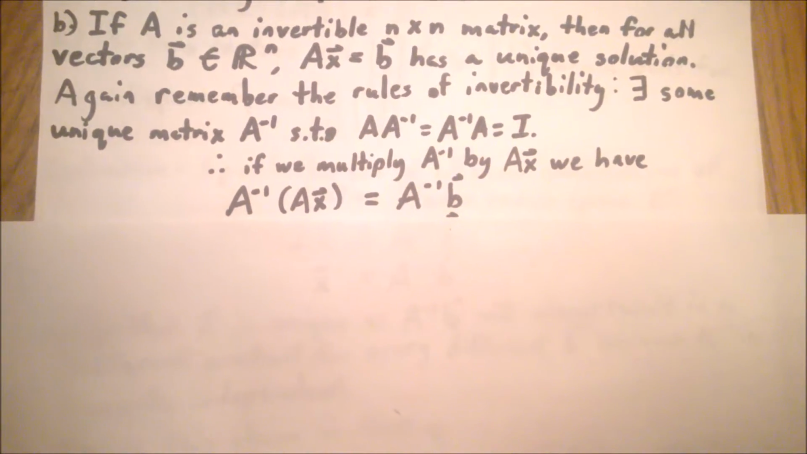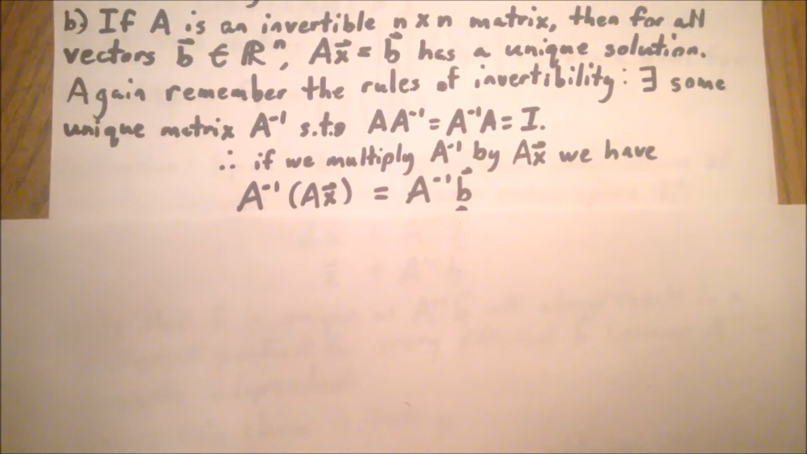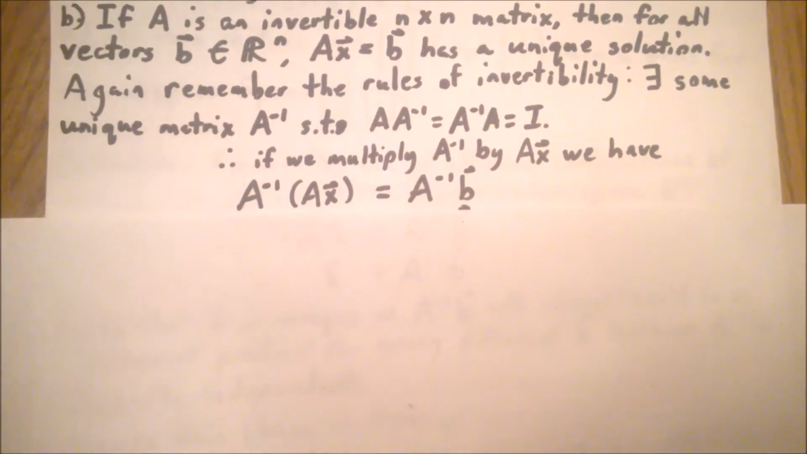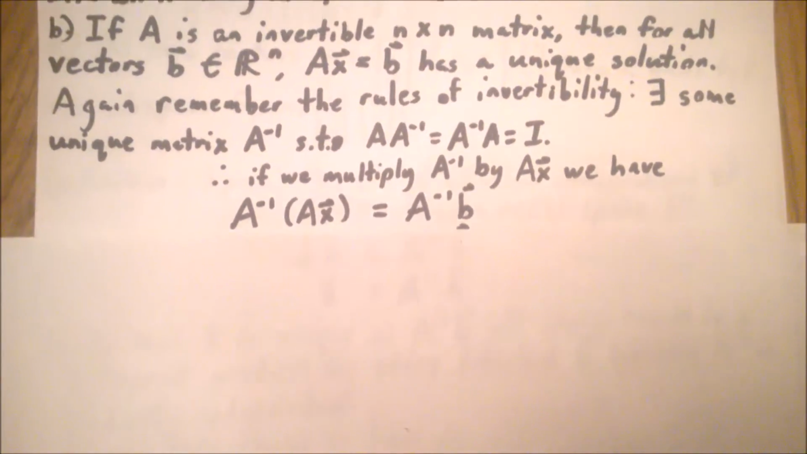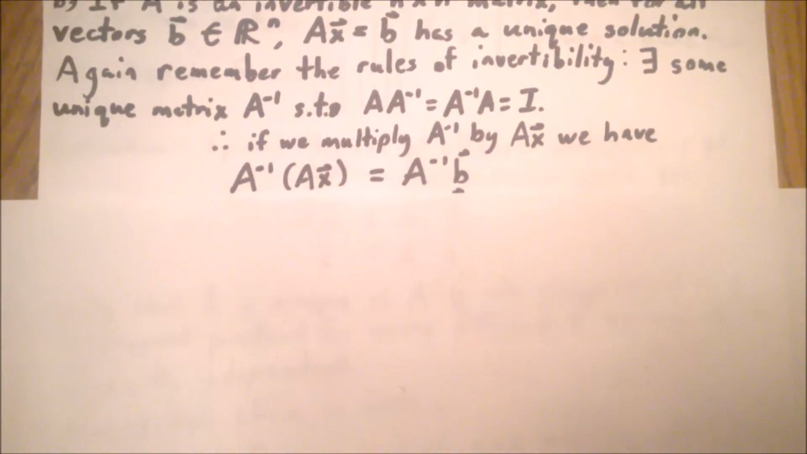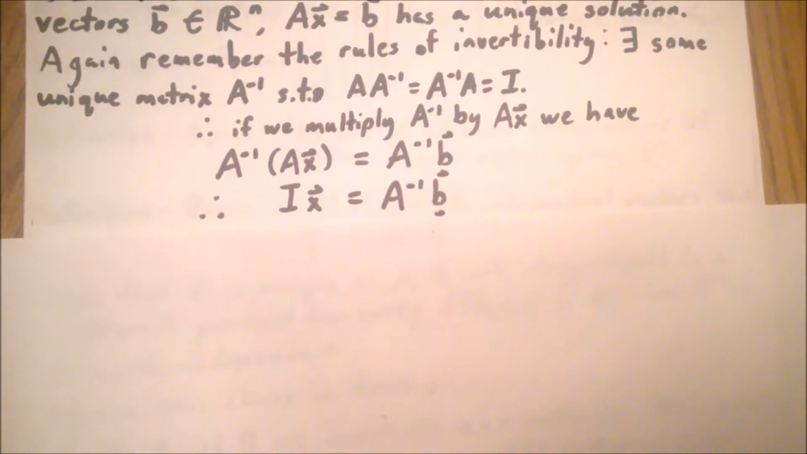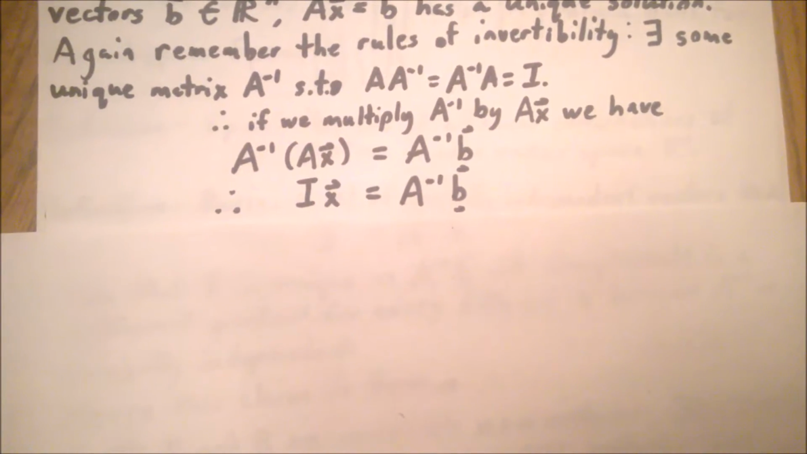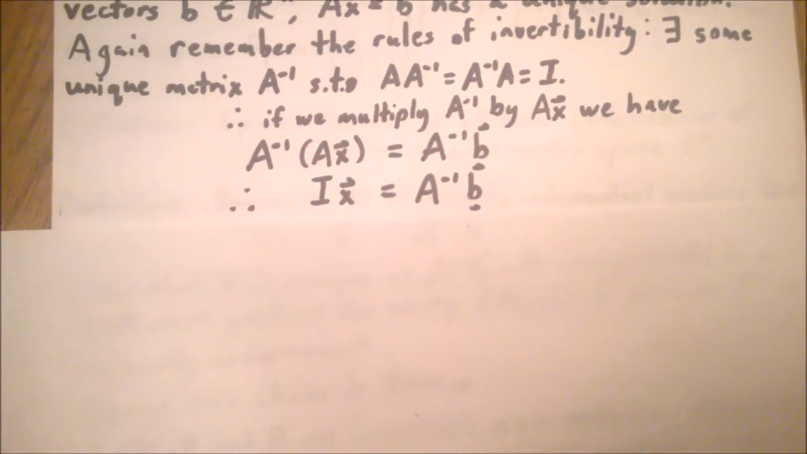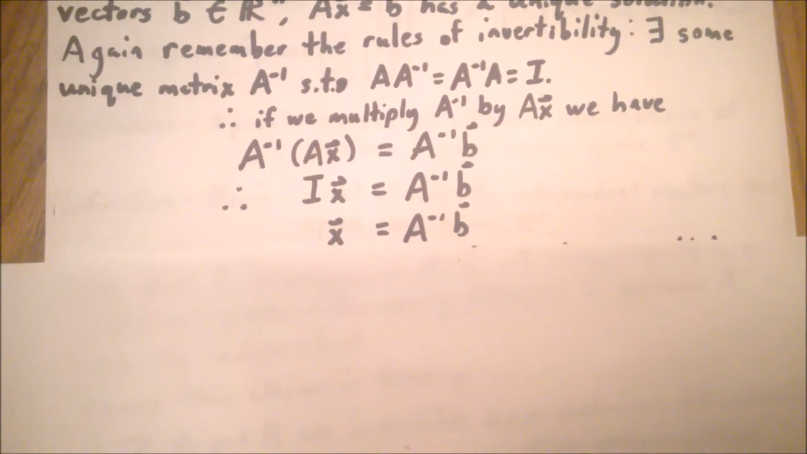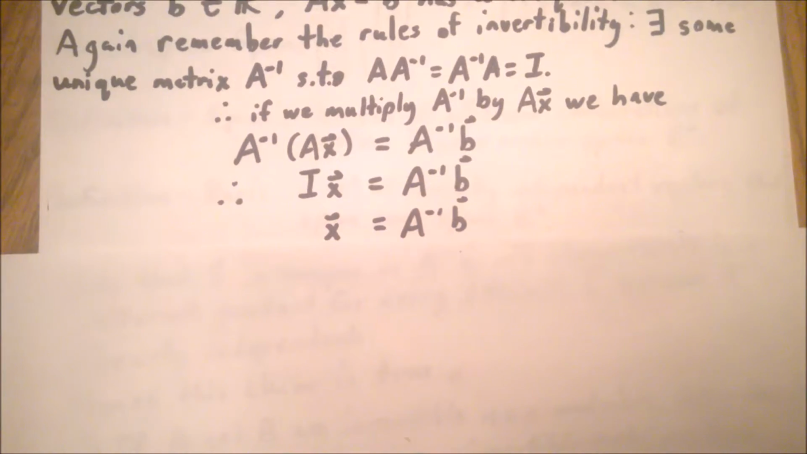Now, if we multiply A inverse by A times X, we have the following. A inverse times A times X, which we know from above, on the claim above, is equal to A inverse times B. Now, we know that A inverse times B is just equal to X, or the identity matrix times X, which is the same thing. So we know that X is equal to A inverse times B.